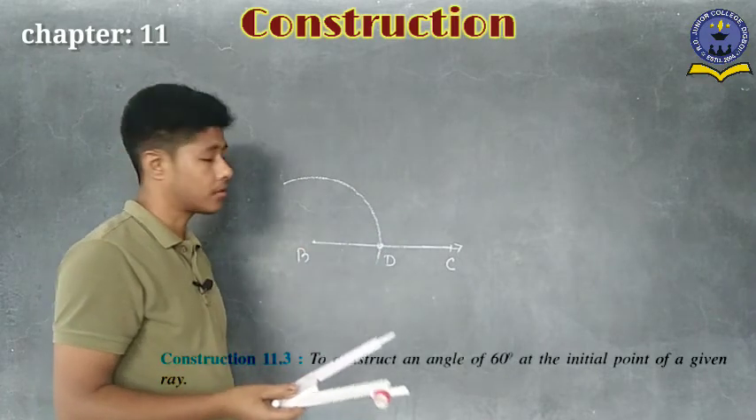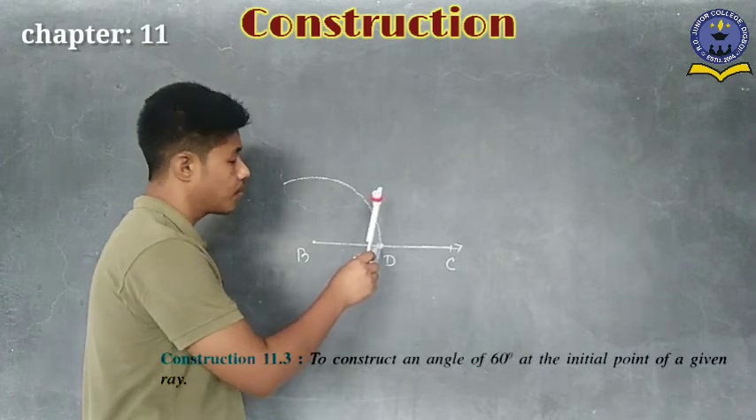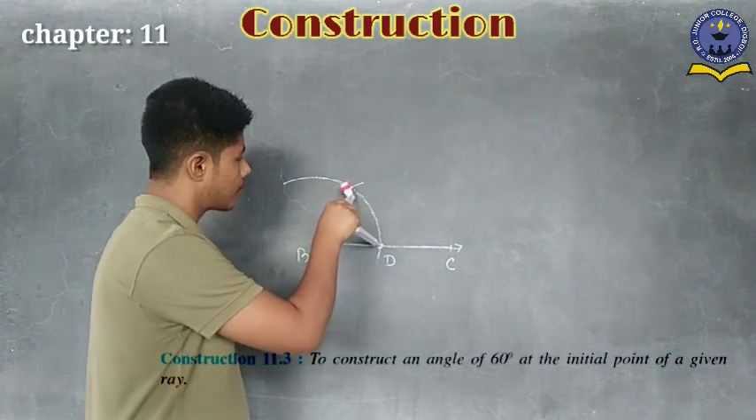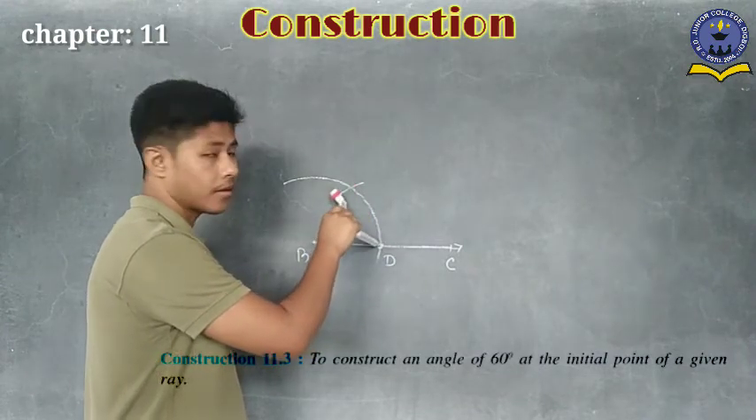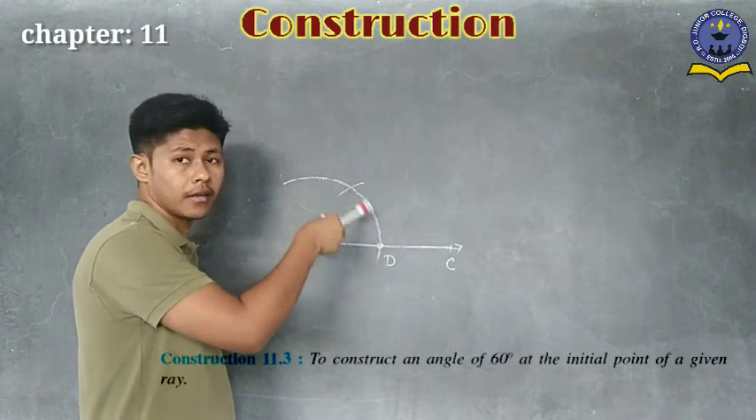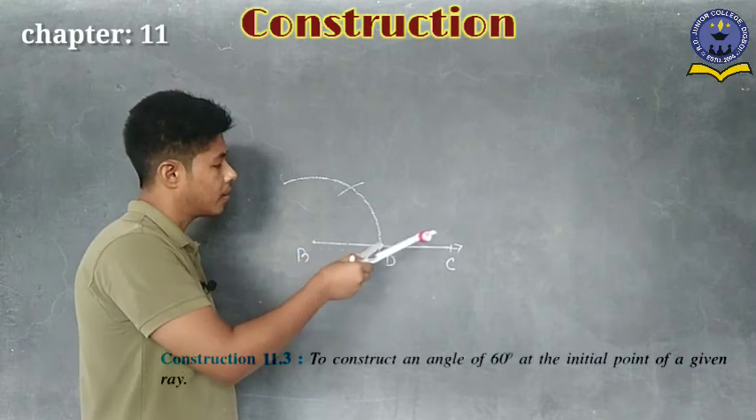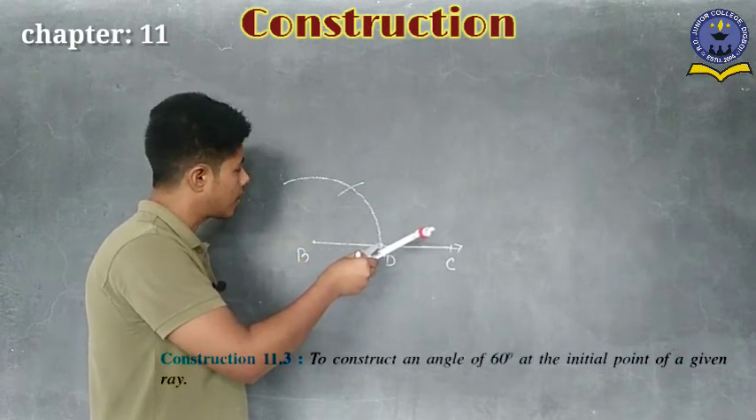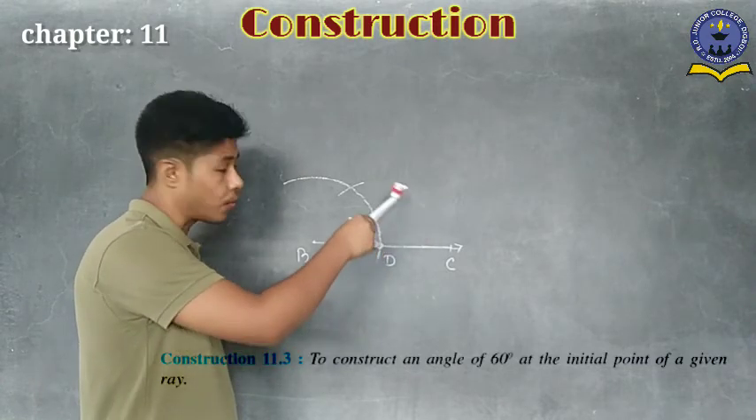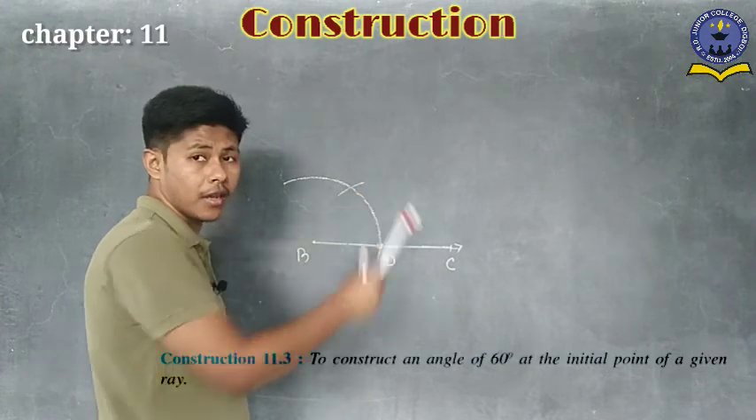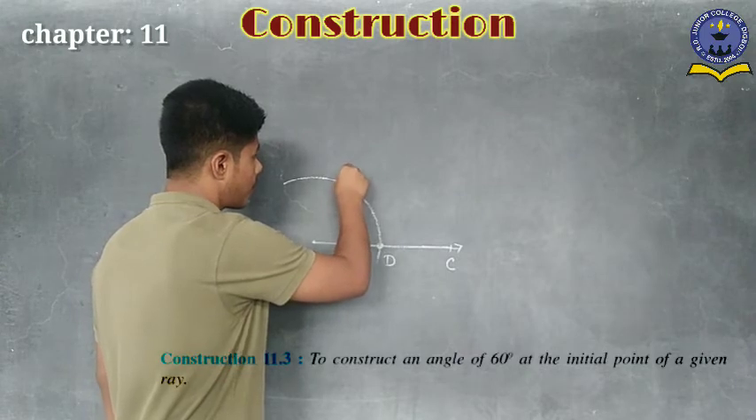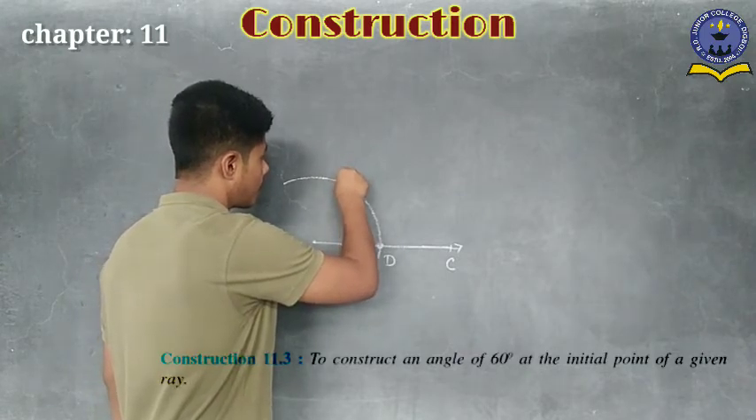So the same length we have to consider, and taking D as a center, we again draw an arc. First, taking B as a center we draw an arc, and it intersects BC at D. From this D we draw another arc, and the place where the arcs meet we denote by E. Is it clear?